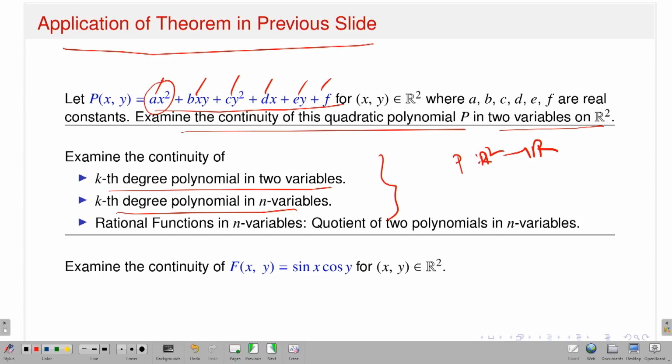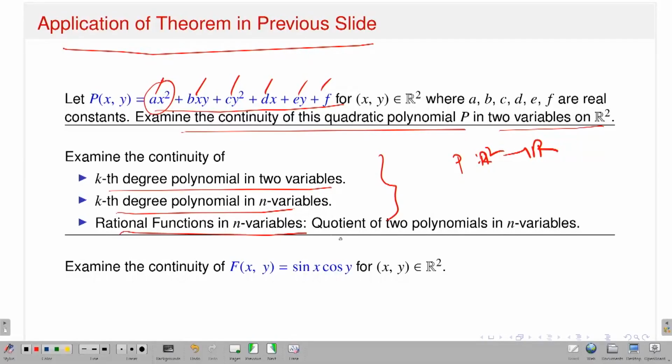Even then, just prove the continuity of very simple functions and then use the algebra of continuous functions, and you will be able to prove it. Next, rational functions in n variables, that is, quotients of two polynomials in n variables. You can also talk about their continuity using the algebra of continuous functions I have listed. You can examine the continuity of this either by using the algebra or just the epsilon delta definition.